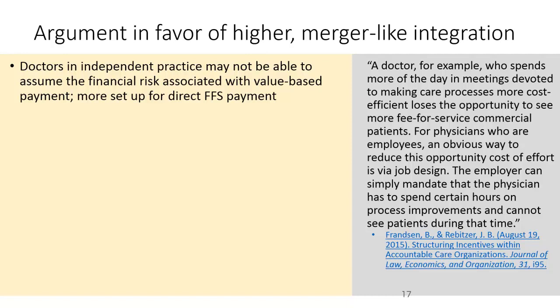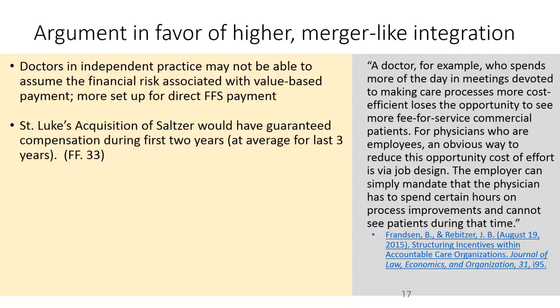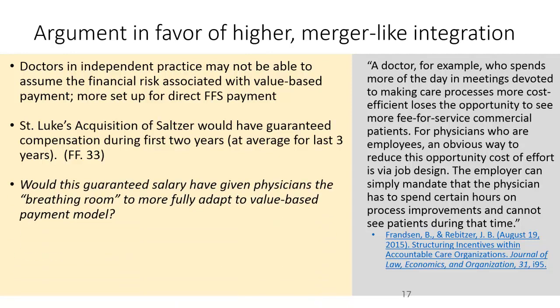For example, in the St. Luke's Salzer merger, the contract said that Salzer physicians would be guaranteed compensation during the first 2 years with St. Luke's that was at least as high as what they got on average during the 3 years before the merger. So you wonder, would this guaranteed salary have given these physicians some breathing room or somewhat of a safety net to more fully adapt to value-based payment?